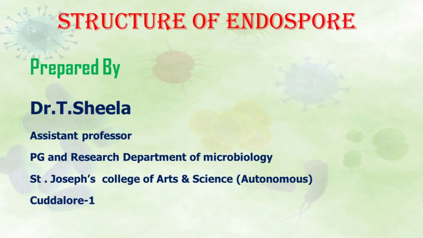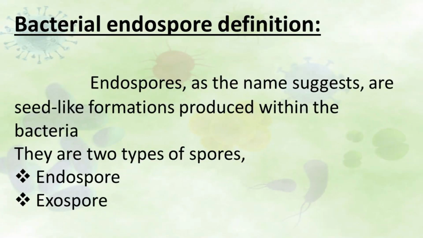Now I discuss the topic: structure of endospore. Bacterial endospores are special, tough, dormant and resistant spores produced by some gram-positive bacteria of the Firmicutes family during unfavorable conditions. Bacterial endospores are highly resistant to adverse environmental conditions. Endospores, as the name suggests, are seed-like formations produced within the bacteria.